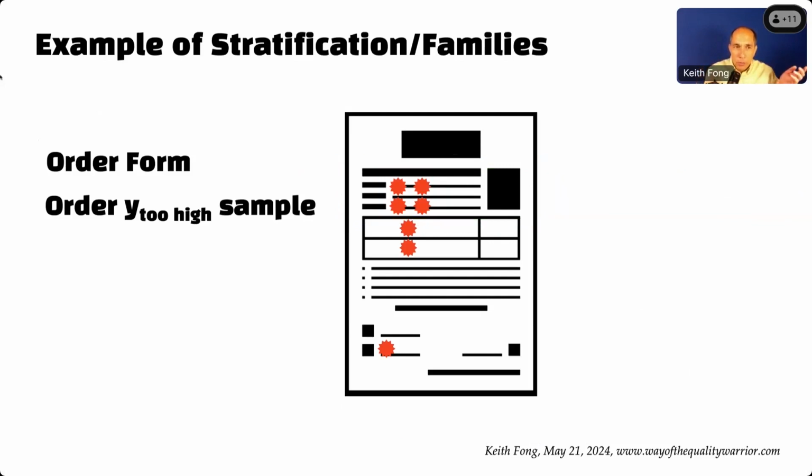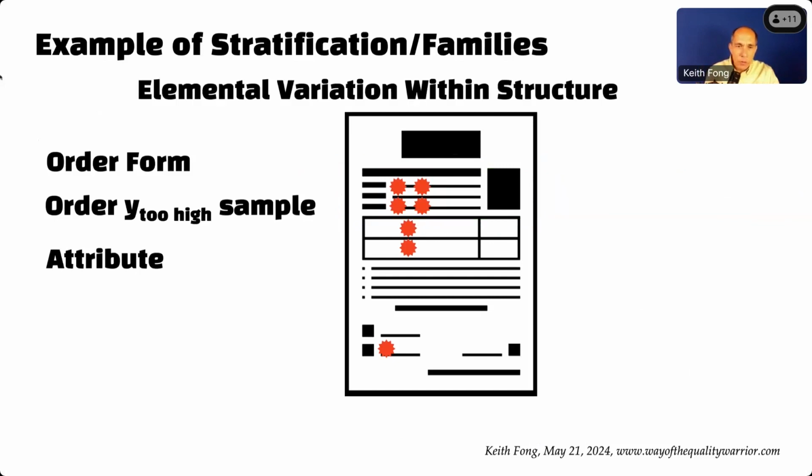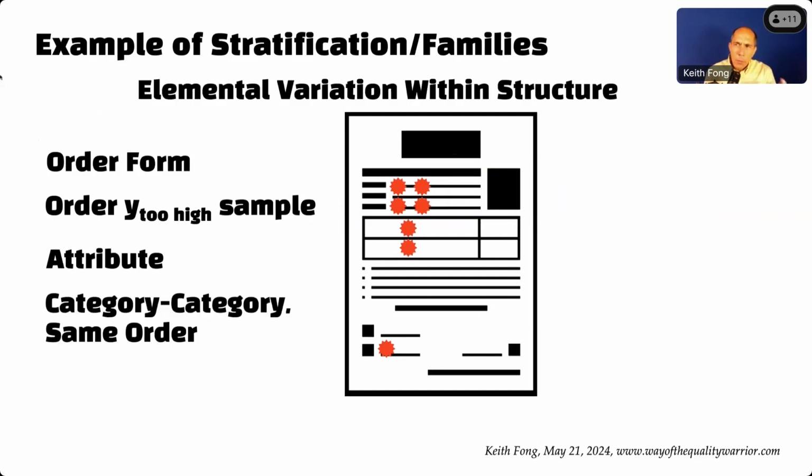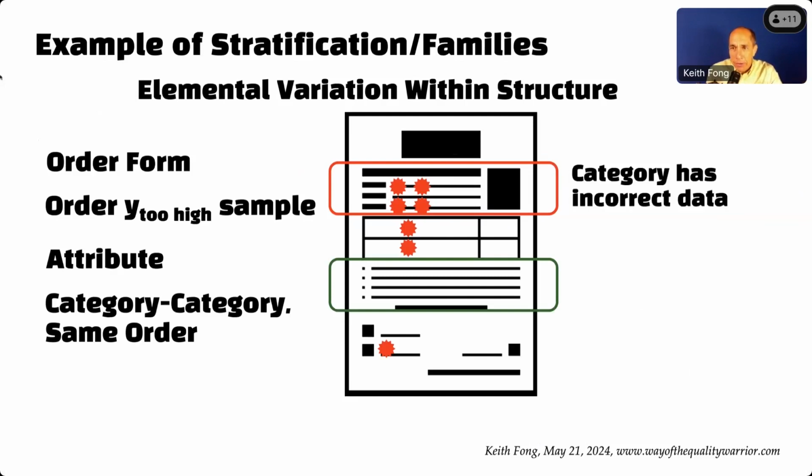What's a bigger family of variation? Again, we're talking about attributes. We're still looking at the same sheet. We looked at one category, which, as I said, might have been information about the requester. But there's another section, and what we see is one category where we have a lot of errors, and then a category where we don't see any errors. So the first category has incorrect information, and the second category has only correct information.